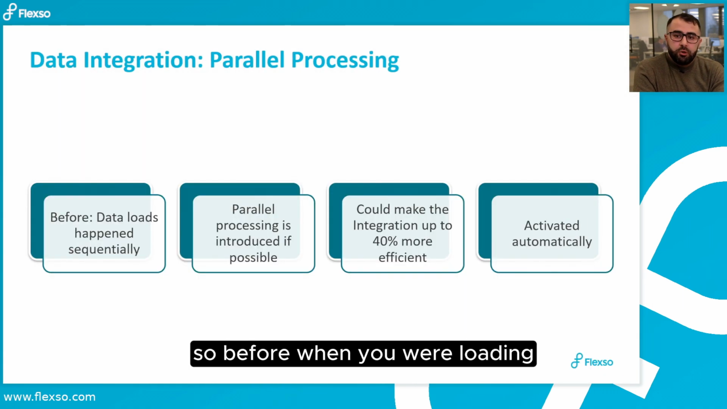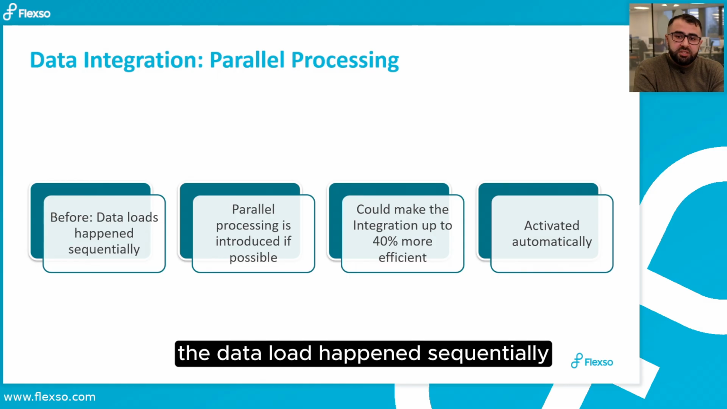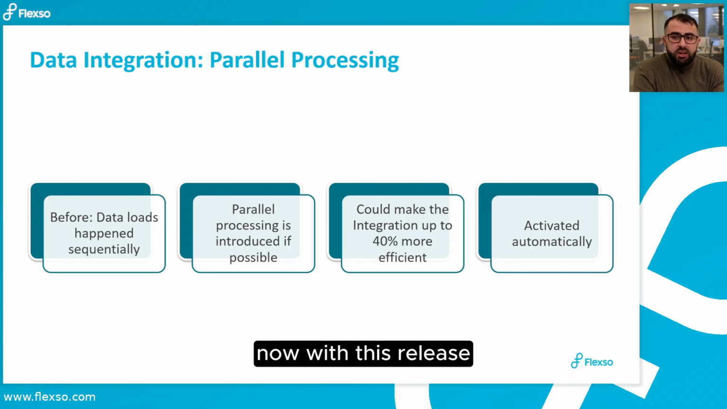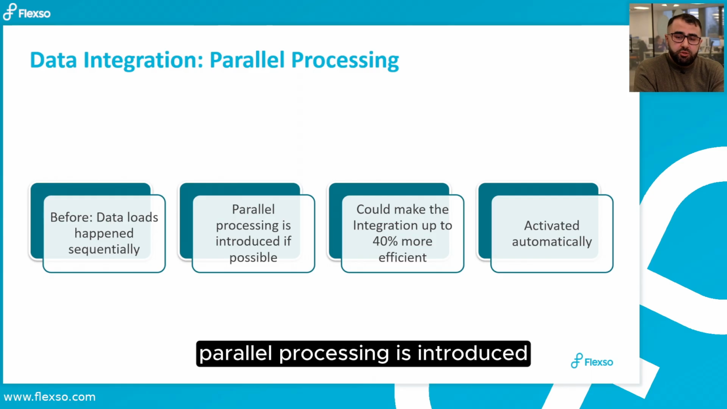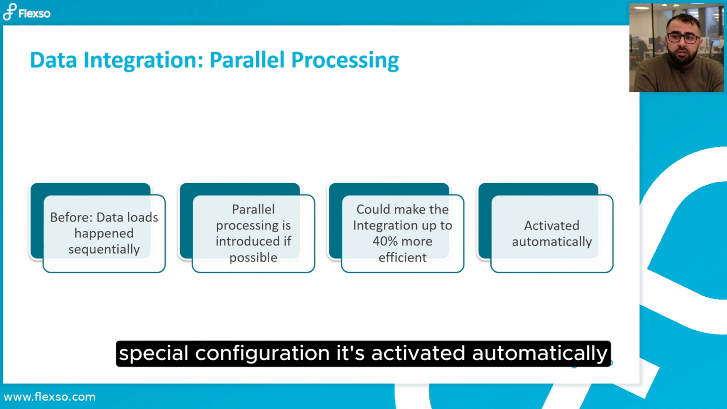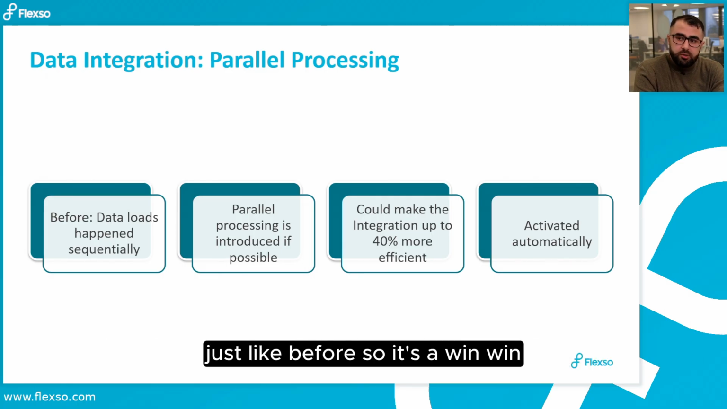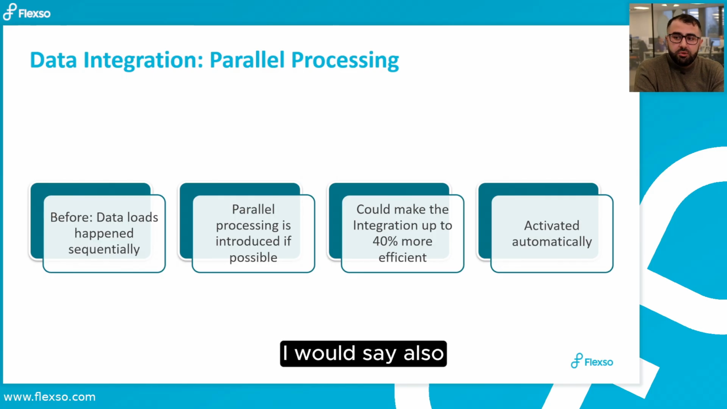Before, when you were loading data or integrating data from another system, the data load happened sequentially, meaning one after another. Now with this release, parallel processing is introduced. If it's possible, then this will happen. This new feature could make your integration up to 40% more efficient than before. This feature itself does not require any special configuration. It's activated automatically, and in case parallel processing cannot happen, the system will do sequential processing just like before. So it's a win-win, I would say.